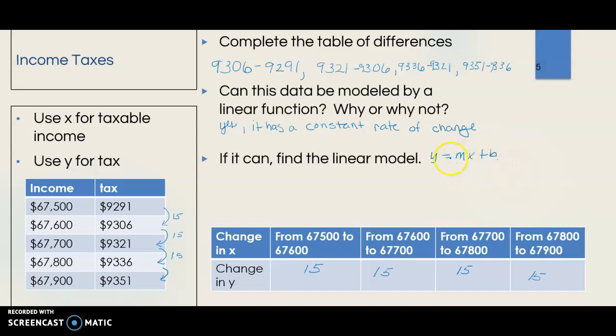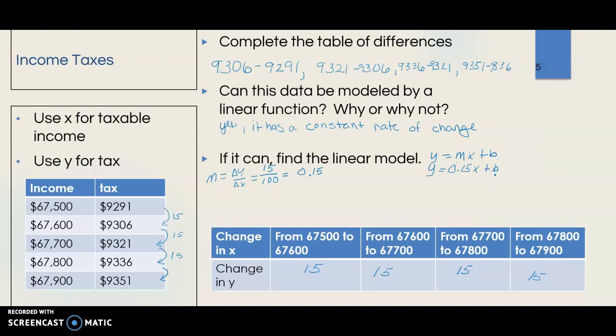So m, the slope, describes the rate of change, and we know that m is equal to the change in y divided by the change in x. So we have already calculated the change in y is 15, and that happens when x changed from 67,500 to 67,600, so x changed there by 100. If I divide this out on my calculator, 0.15. And so I have a slope value, so I can go over here to my equation. I now know y equals 0.15x plus b.